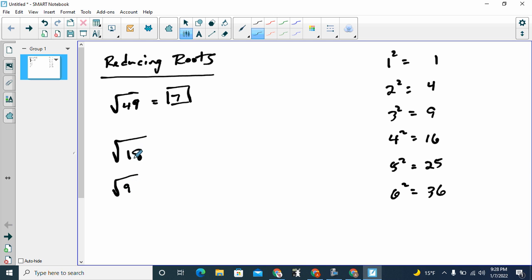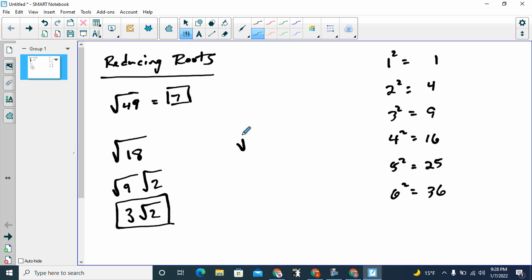So I'm going to rewrite it as the square root of 9 times the square root of 2. 9 times 2 is 18. And again, I'm using 9 and 2 instead of like 6 and 3, because 6 is not a perfect square, 3 is not a perfect square. I need one of them to be a perfect square. The square root of 9 is 3. Square root of 2 doesn't come out even, so I just get 3 root 2.